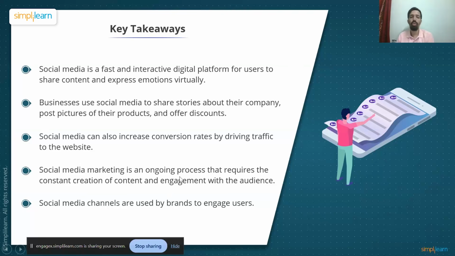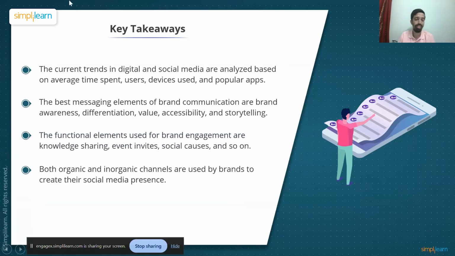Social media is an ongoing process. We have seen we have to be updated and continuously flow with the market, otherwise we are going to be outdated. Social media is an ongoing process that requires constant creation of content and engagement with the audience. If you're updated, you are there. If you're outdated, you are finished already. So social media channels are used by brands to engage users. These are the key takeaways. So the current trends in the market, how do you understand it?